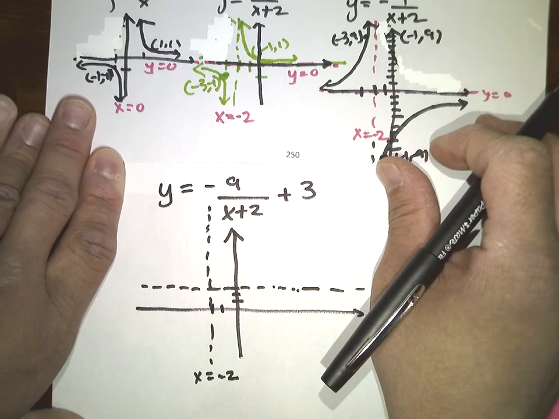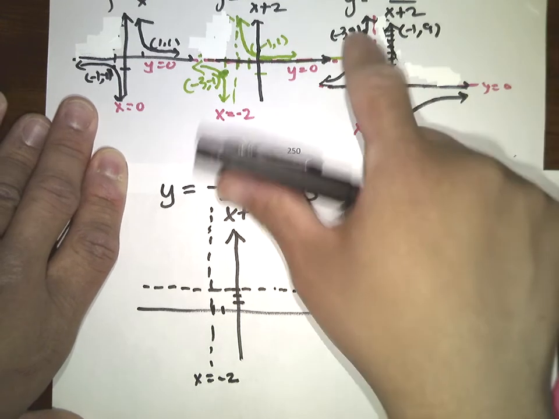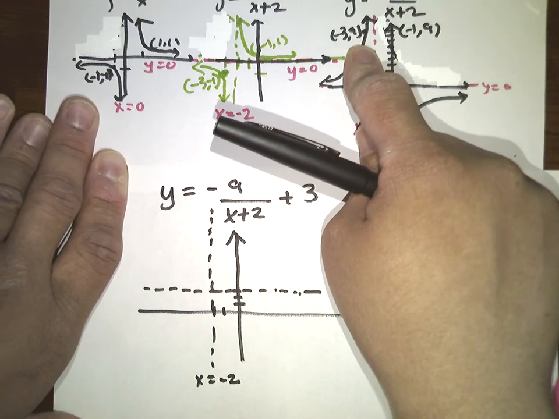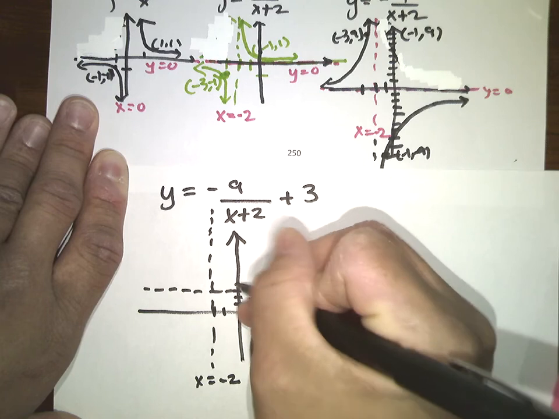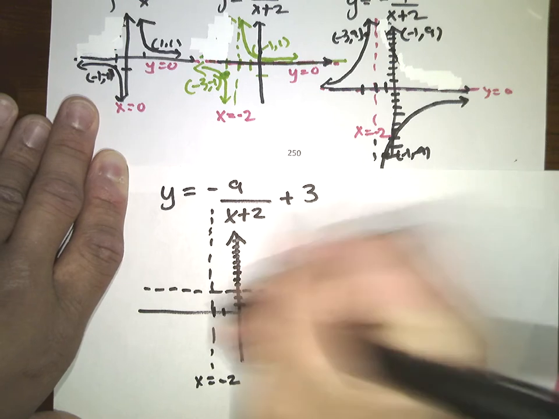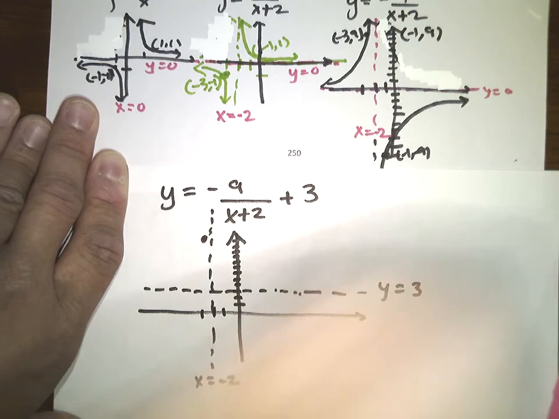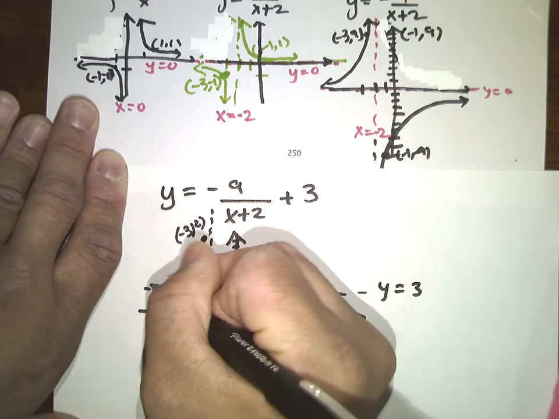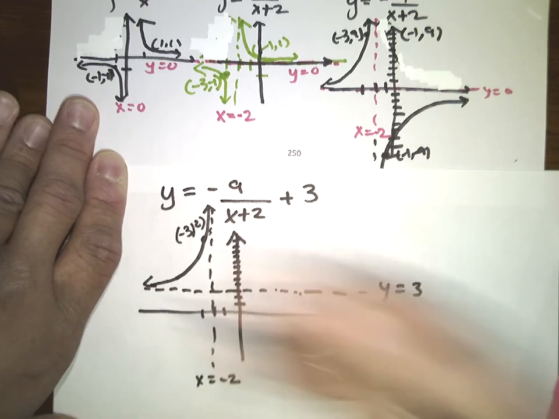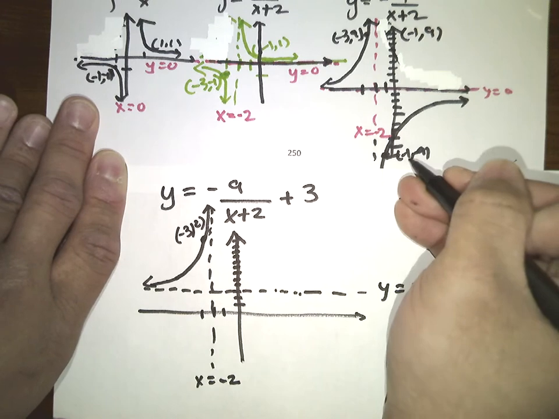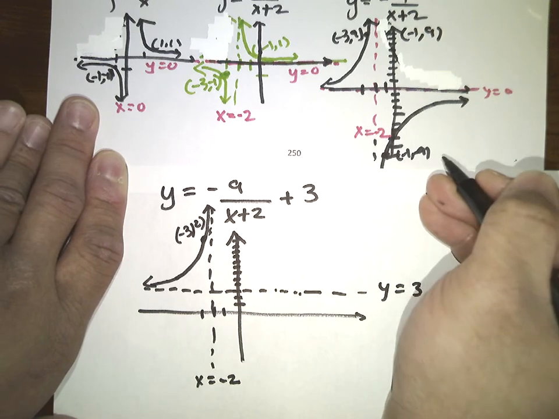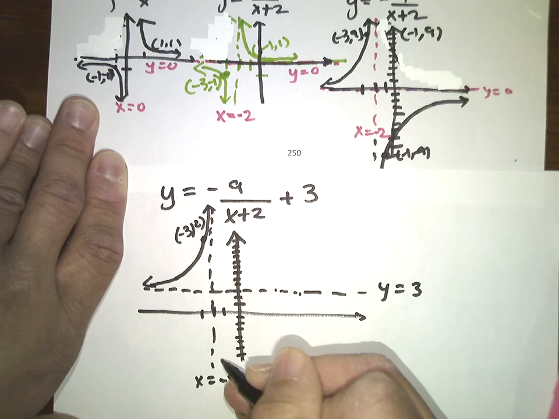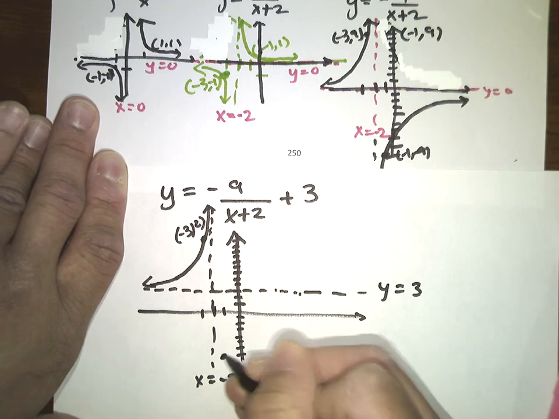So let me make sure that I get 9 plus 3 is 12. All right. So now, 9 plus 3 is 12. So 3, 4, 5, 6, 7, 8, 9, 10, 11, 12. So 9 plus 3, 12. So I have -3, 12 here. And here's what the graph looks like. And here I have -1, -9. -9 plus 3 is -6. So 1, 2, 3, 4, 5, 6. So I have -1, -6.